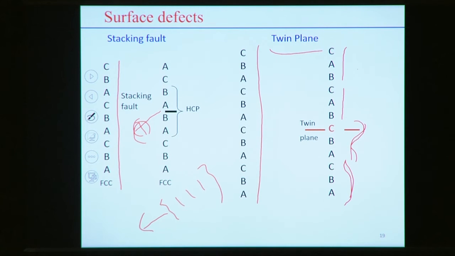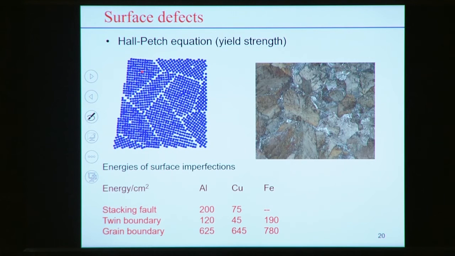So these are the stacking sequence, grain boundary or stacking fault, twin plane, all considered as surface defects. That means defects actually happen over a certain 2D plane or over an area. This is the type of defects.